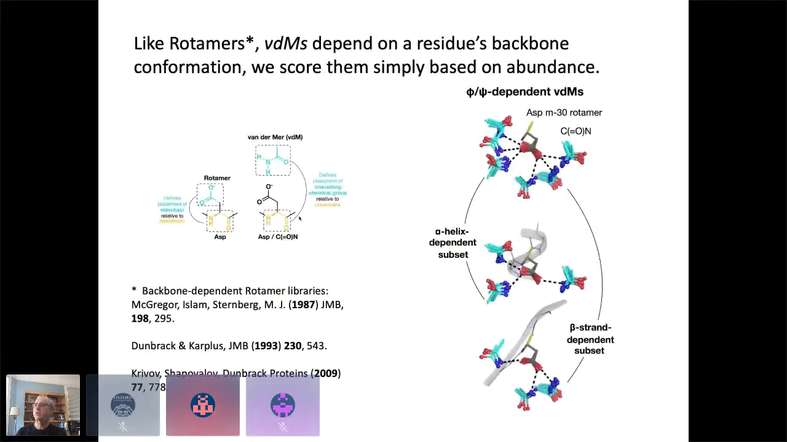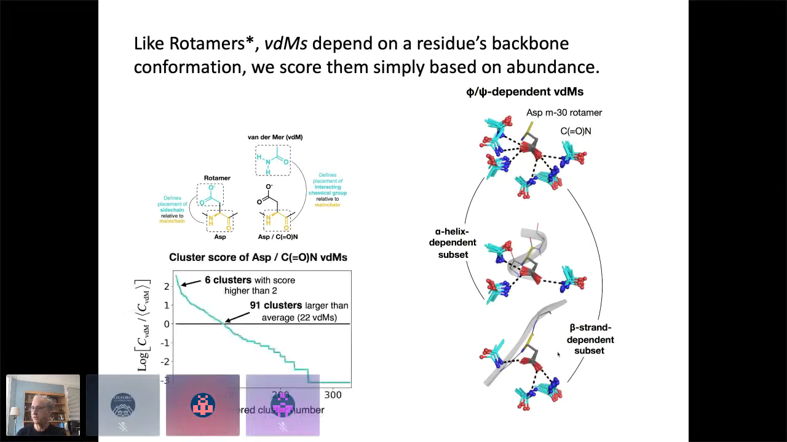Now, just as rotamers are backbone dependent, so too are Vandermeers. So here are a number of Vandermeers that were generated for carboxamide interacting with aspartic acid. Some are highly enriched in alpha helix, others in beta strands. And we were surprised to find that on the order of 90 clusters capture about half of the asp carboxamide interactions. This is a really reasonably small number, on the order of the number of rotamers that we would use to pack a core.